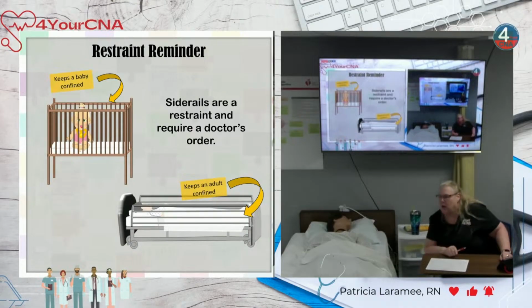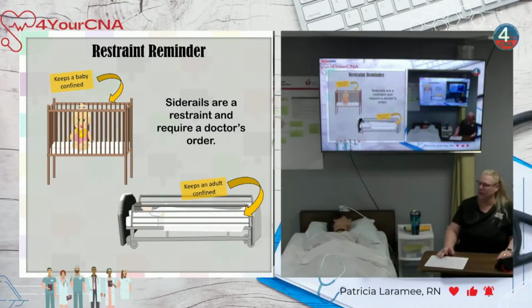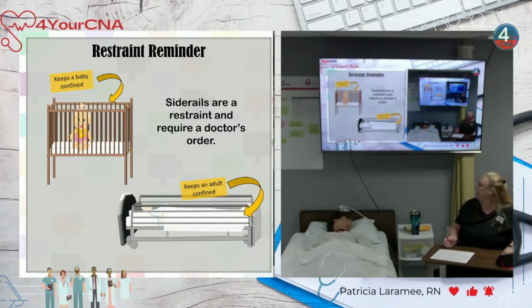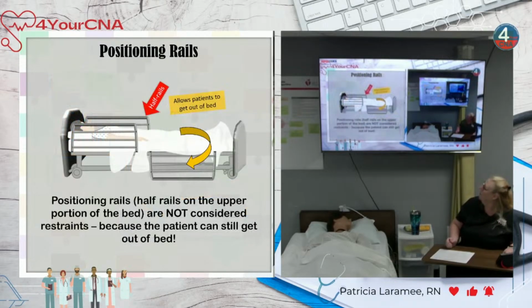So let's learn our skill-specific steps. Remember we talked about we can't use side rails without a doctor's order because they're a restraint. We talked about that in class. Half rails are fine. Positioning rails at the top of the bed, those are fine. But anything at the bottom of the bed that keeps our patient from getting out is a problem. So we can't rely on side rails when we're turning a patient.